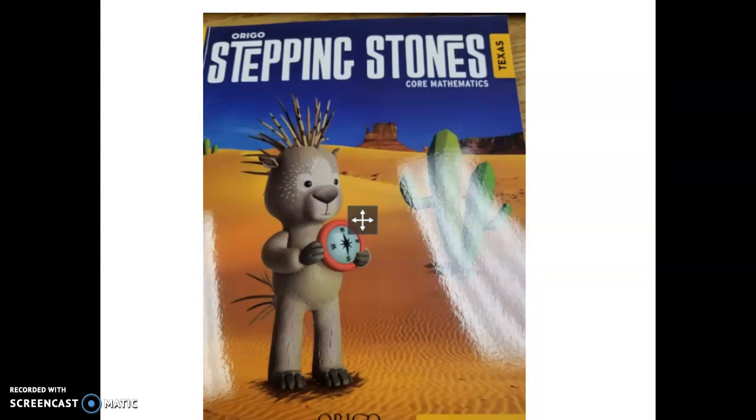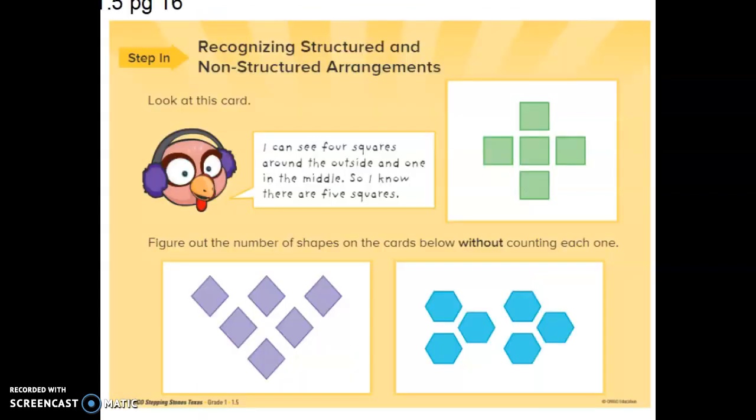Good morning, mathematicians. We are going to start in our orange student journal. It's this one with the porcupine on it and the cactus. So we're going to get this workbook and get started. We're going to page 16, and we're going to talk about structured and non-structured arrangements. So page 16, let's get started.